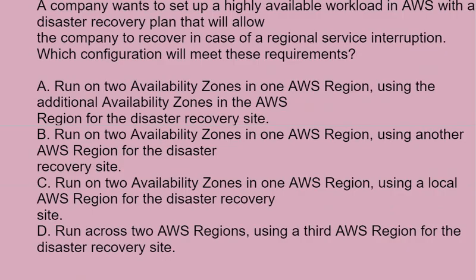Option B, run on two availability zones in one AWS region, using another AWS region for the disaster recovery site. Option C, run on two availability zones in one AWS region, using a local AWS region for the disaster recovery site. Option D, run across two AWS regions using a third AWS region for the disaster recovery site. Correct answer is option A.